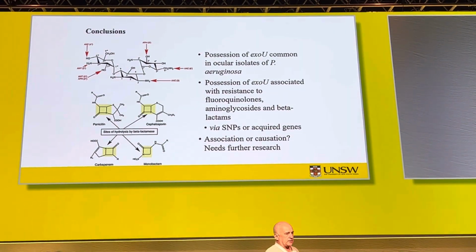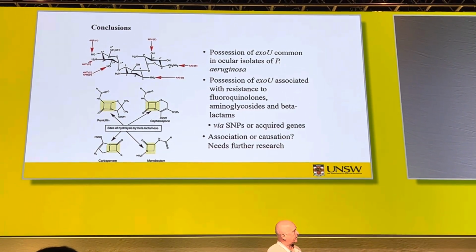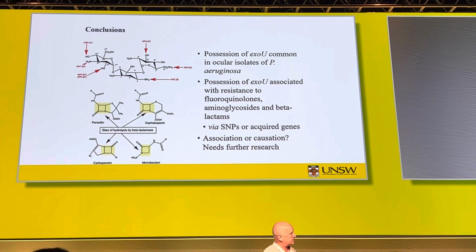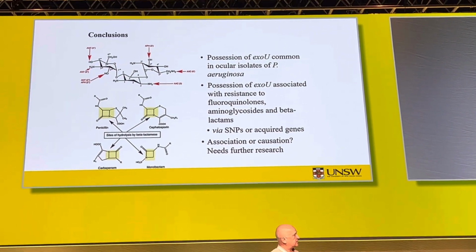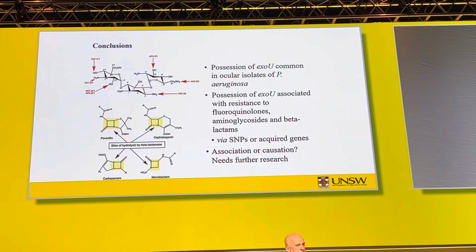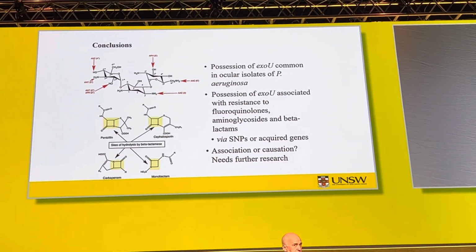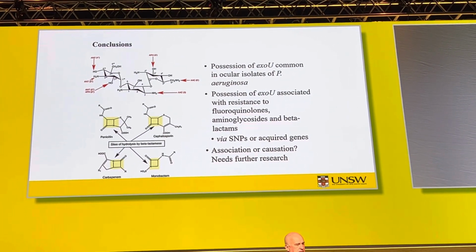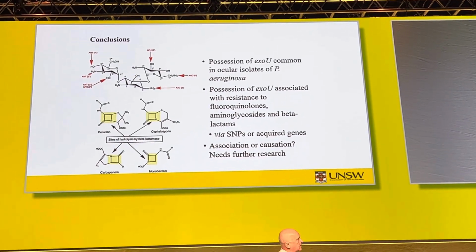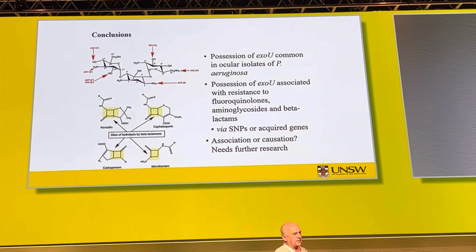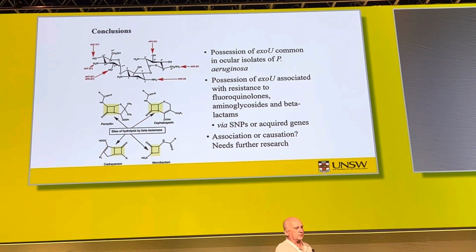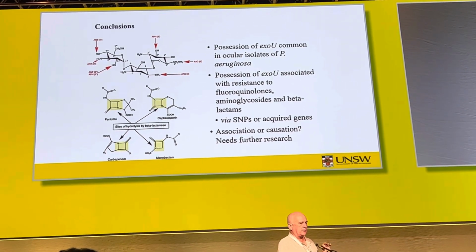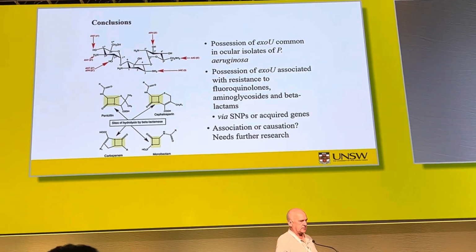So it does look like the possession of ExoU is more common in ocular isolates of Pseudomonas aeruginosa, and if they possess that, they're much more likely to be resistant to fluoroquinolones, aminoglycosides, and beta-lactams. And of course, that's a problem because we tend to use those to try and treat these diseases. Association and causation, I think we need to do a bit more further research to understand whether the actual genes that we see are the ones that are really associated with the resistance.